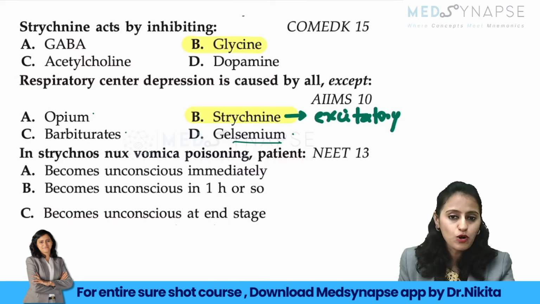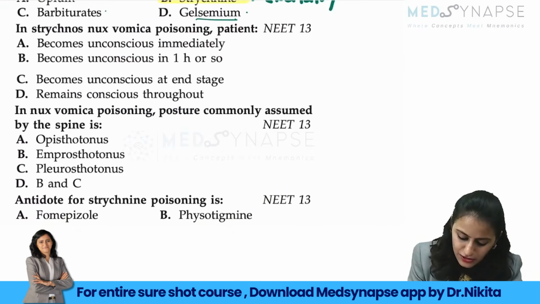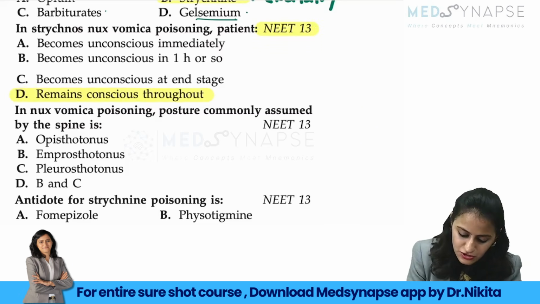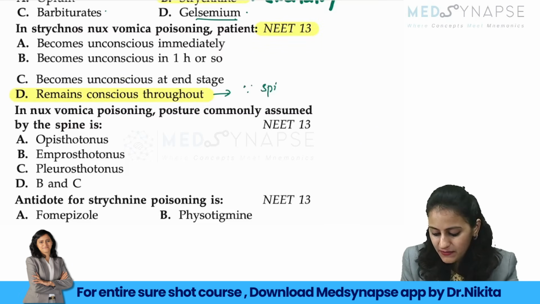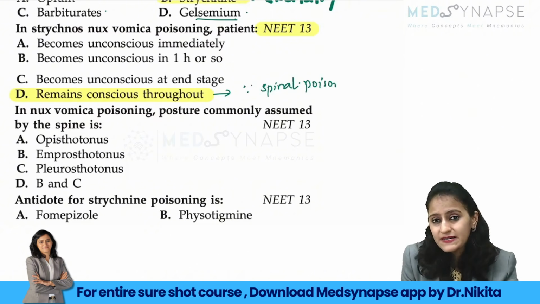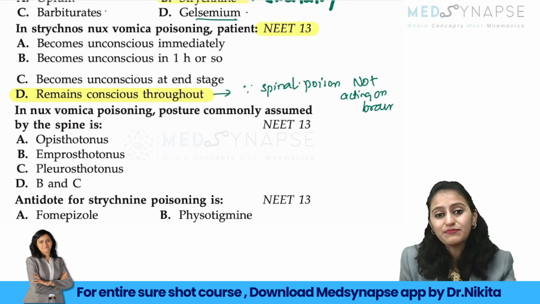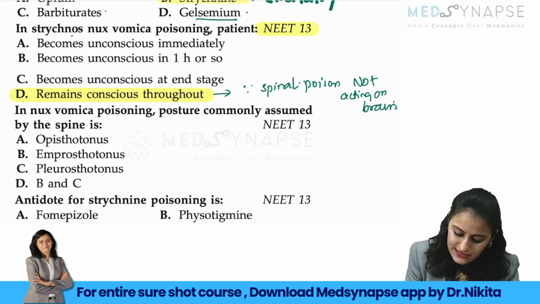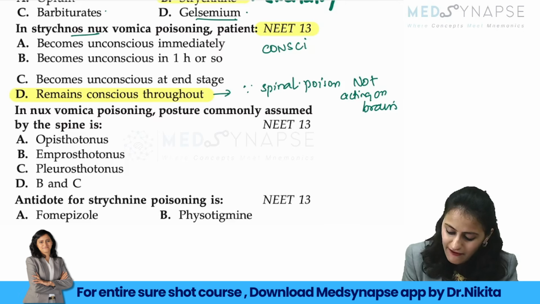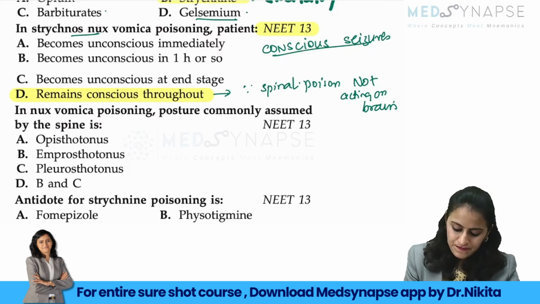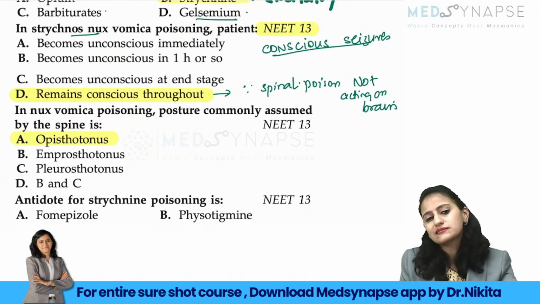In Strychnos nux vomica poisoning, when does the patient become unconscious? Never. The patient remains conscious throughout. This is a previously asked question, important. Why? Remember it's a spinal poison. It is not acting on the brain, so consciousness is maintained. The patient is said to have conscious seizures. In nux vomica poisoning, the posture commonly assumed by the spine is opisthotonus, the most common.